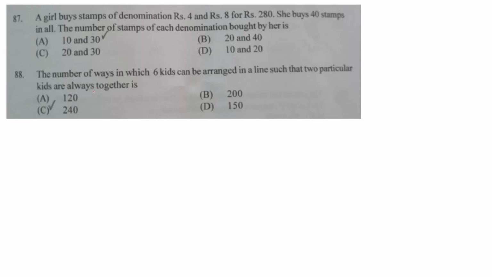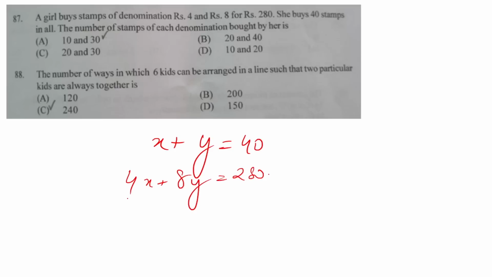Question number 87. A girl buys stamps of denomination 4 and 8 for 280 rupees in total. She buys 40 stamps in all. Let the number of 4-rupee stamps be x and the number of 8-rupee stamps be y. Then x plus y equals 40, and 4x plus 8y equals 280.